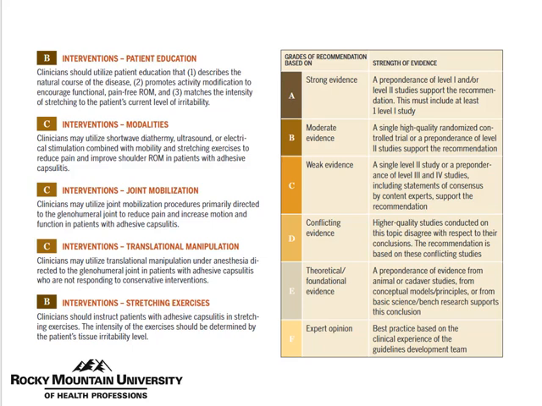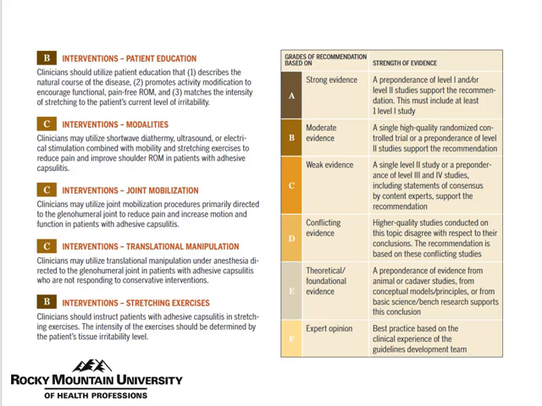Both of those getting a C. Weak evidence, a single level 2 study or a preponderance of level 3 and level 4 studies, including statements of consensus by content experts that support this recommendation. And this is weak evidence. So it's saying you may utilize it, but it may work, it may not work. But what gets B?